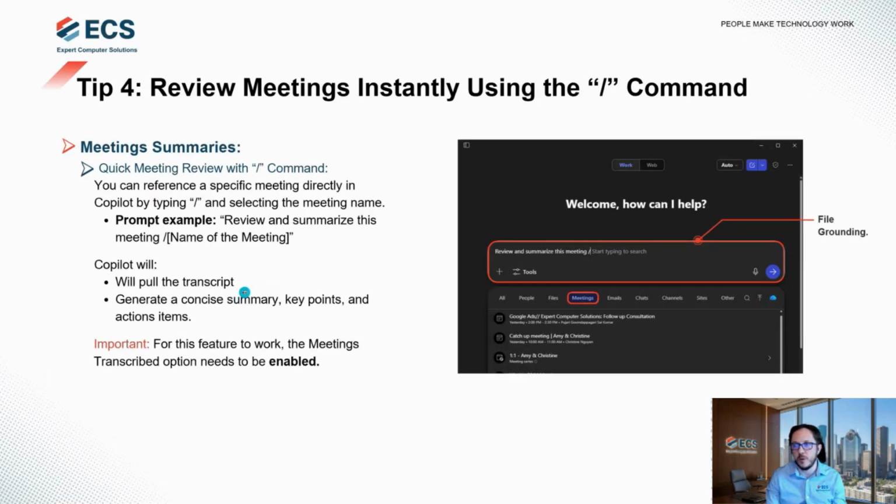Tip number 4, review meetings instantly using the / command. This is probably one of the most powerful features in Copilot. It's a shorthand when you're typing your prompt in here. When you use the /, it's going to come up with the option to populate anything from files to meetings to notes to anything that Copilot has access to. You could reference something very specific to get an answer that you like.